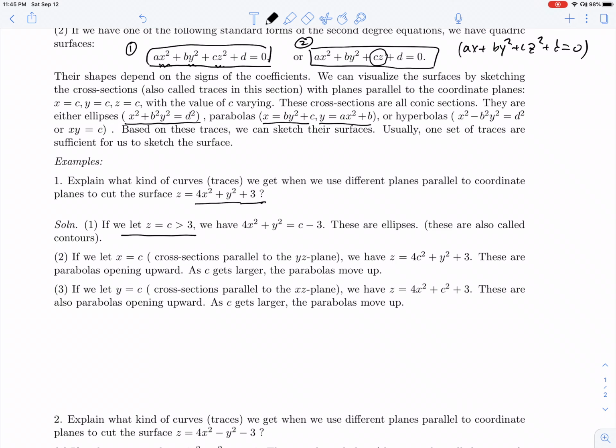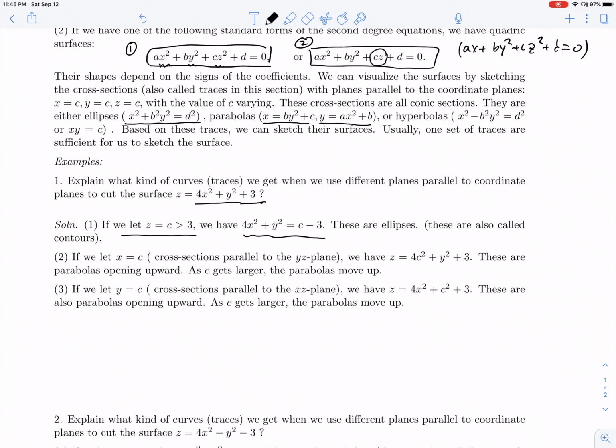Then we are going to have curves like that. And we know these are ellipses because both coefficients are positive. But see over here, c must be greater than 3. Otherwise, we don't have a solution. We have nothing. So you will see that the surface described by this equation is going to be above the xy plane. And the lowest point it can reach is 3. When z is equal to 3, then we have just a point.